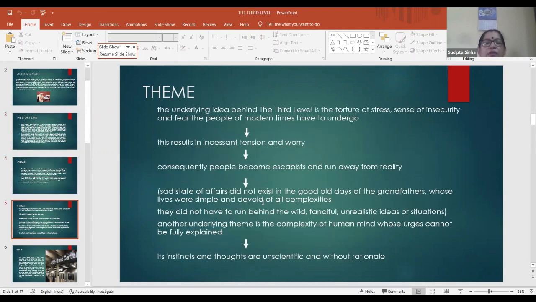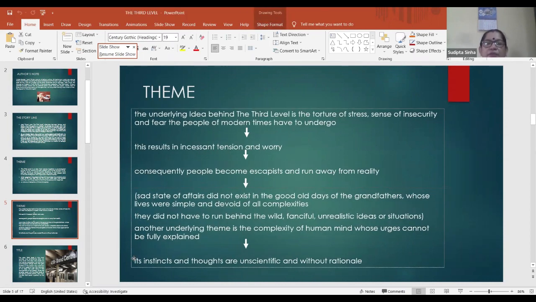The next part of it, theme. The underlying idea is torture, stress, worries, sad state of affairs. Now, this is what we need to talk about. I'm sorry, I forgot. Its instincts and thoughts are unscientific and without rationality. Human mind, that's the biggest problem. It is so complicated a machine. It has no such thing as it will react in this manner only.